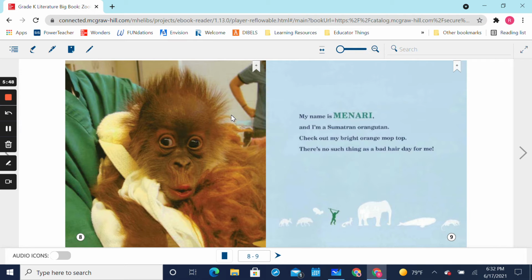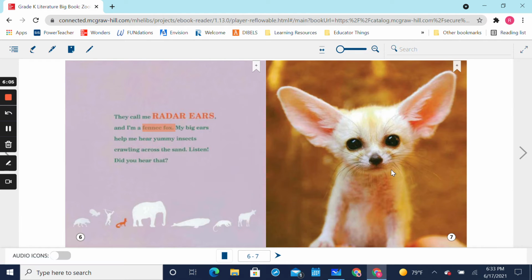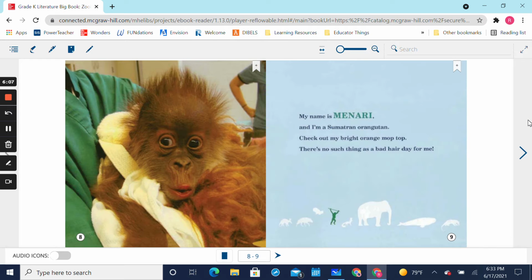So one thing I immediately see, one thing I notice right away, is that this orangutan has bright orange hair. That is different from our fennec fox friend. He only had white fur. Interesting.